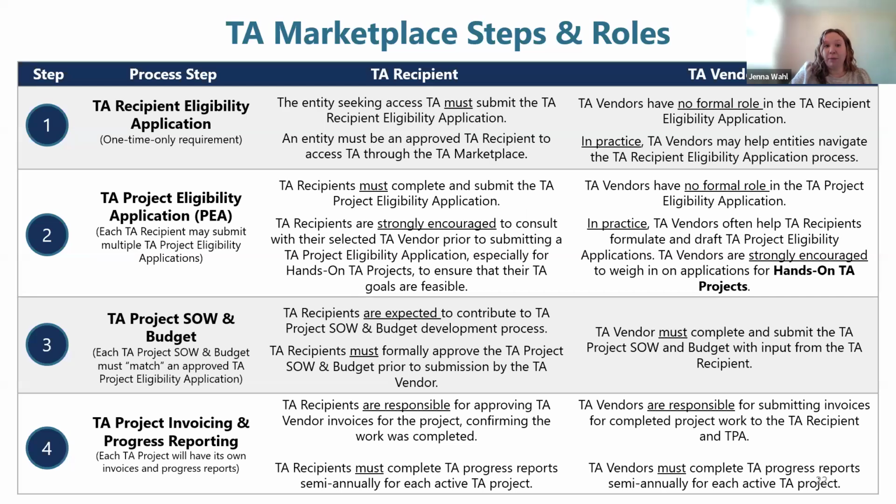Once we have approved that application, you will work with your vendor to submit a scope of work and budget, which is a bit more detailed in terms of what your project looks like, the deliverables, and the costs associated with the project. Again, this is free to you as the TA recipient, but will include information from the vendor about their costs. And then lastly, you are required to approve invoices for your vendors, as well as submit progress reports for any projects approved.